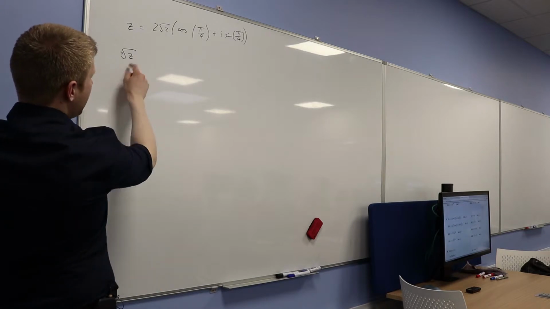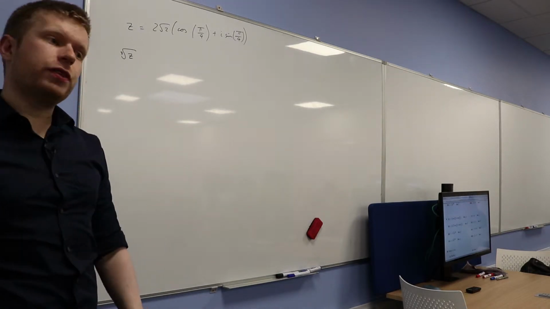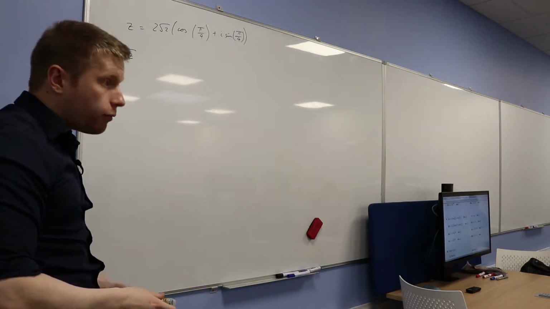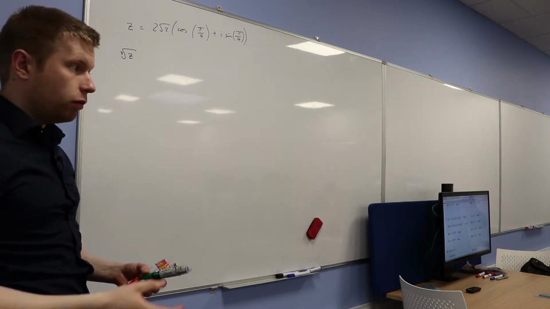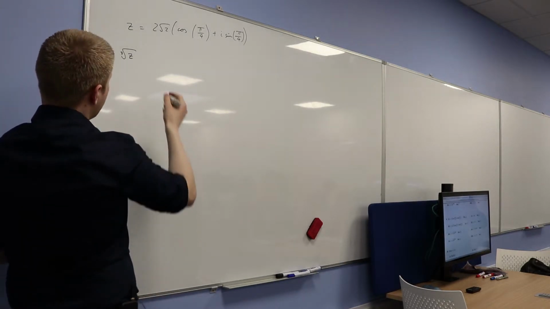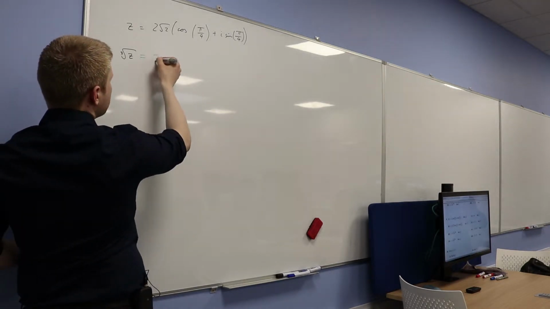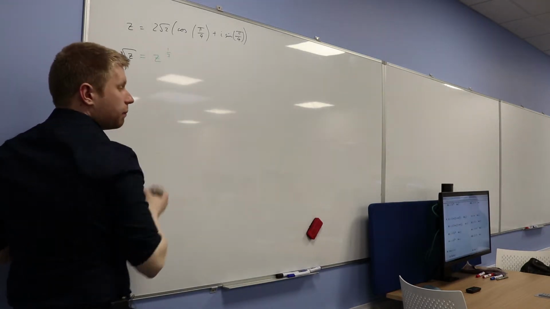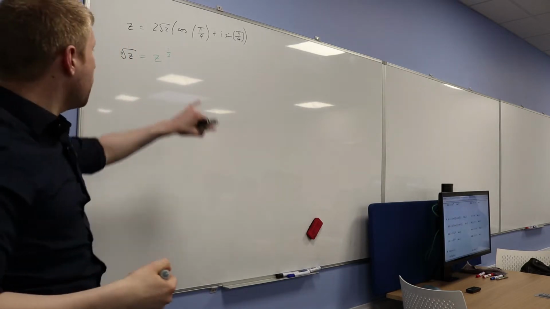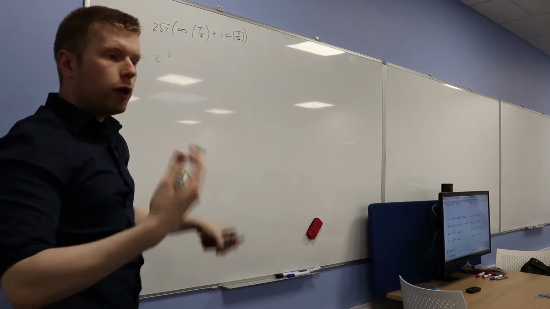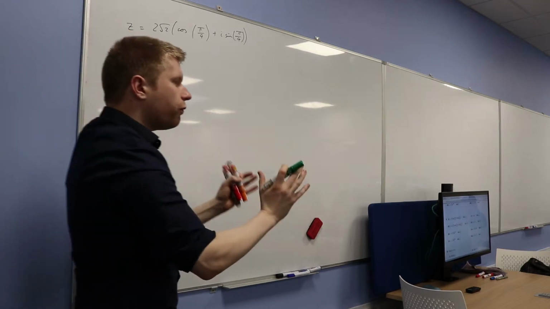Okay? Which means that if we want to do this, the cube root of z, we can use de Moivre's theorem to find the base angle. Because cube root of z is just equal to what? Z to the power of a third, isn't it? So raising complex numbers to powers, we can use de Moivre's theorem, and that will find us the base angle.